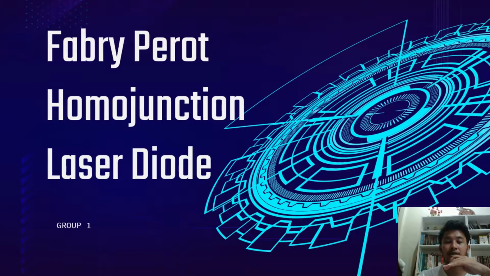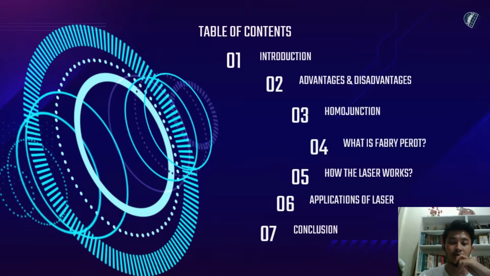So for the assignment of Opto-Electronic, we are given the task to present on the topic of Fabry Perot Homojunction laser diode. So first we are from group 1. So let's go to the table of content. There will be 7 subtopics that we will cover today.